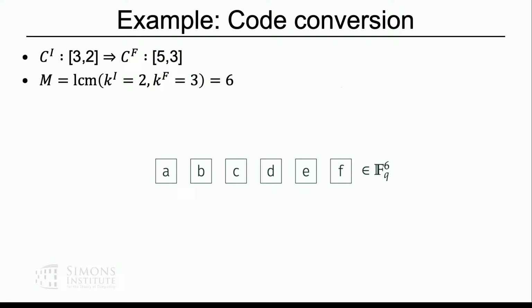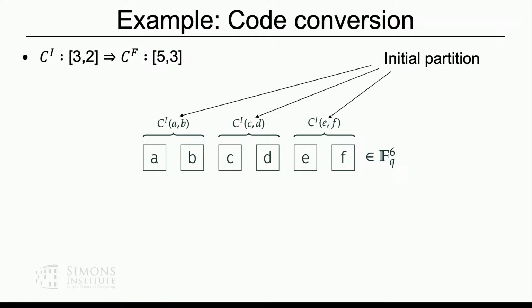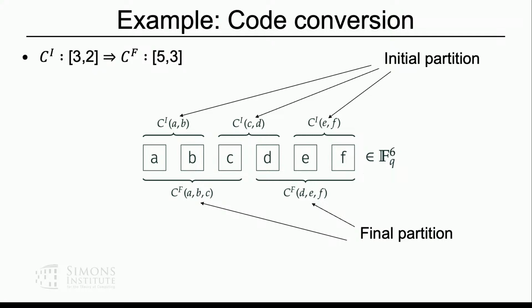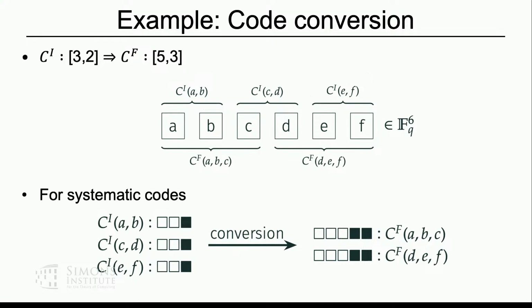So let's take an example just to make this clear. Let's say we are going from a 3-2 code to a 5-3 code. LCM of 2 and 3 is 6, so we start with 6 message symbols. Let's say the initial partition is A, B, C, D, and E, F. And maybe the final partition is A, B, C, and D, E, F.